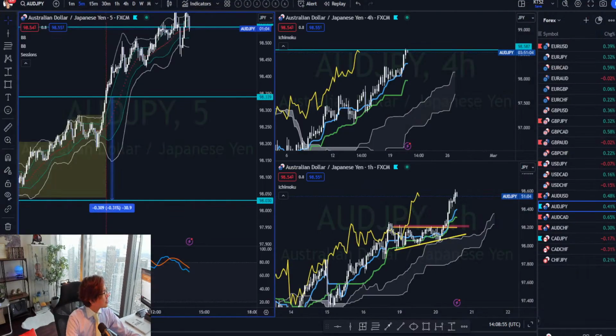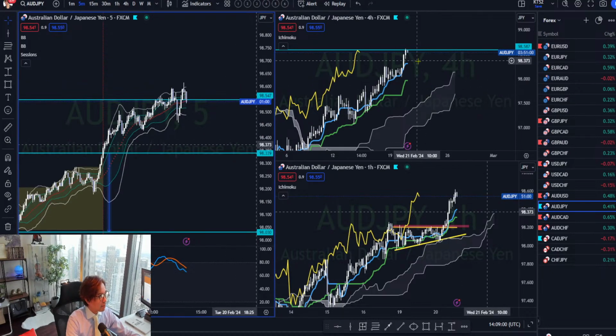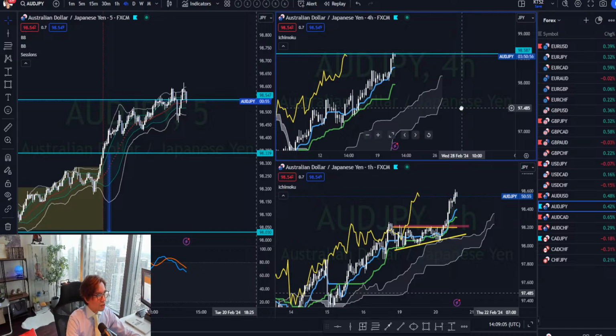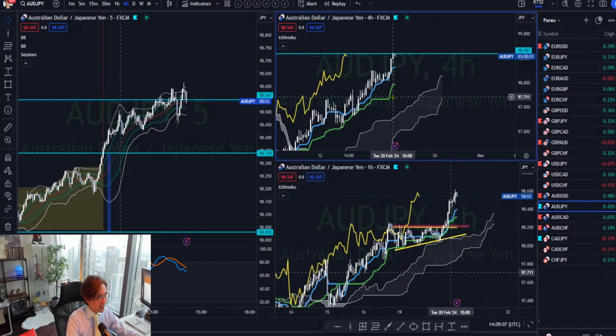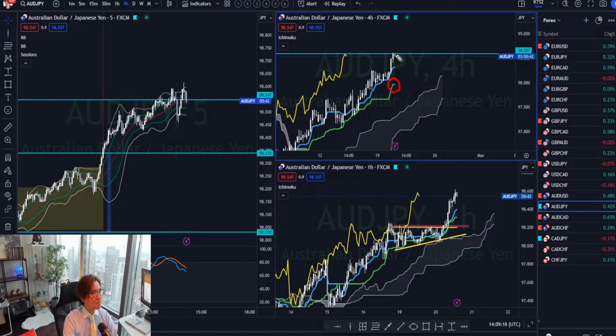So anyways, right now, AUDJPY is up. However, I also do look at the angles of these lines. So now the price is above the green Kijun Sen, and the price is also above the Kumo, like this. And it's happening on both 4-hour and 1-hour time frames.